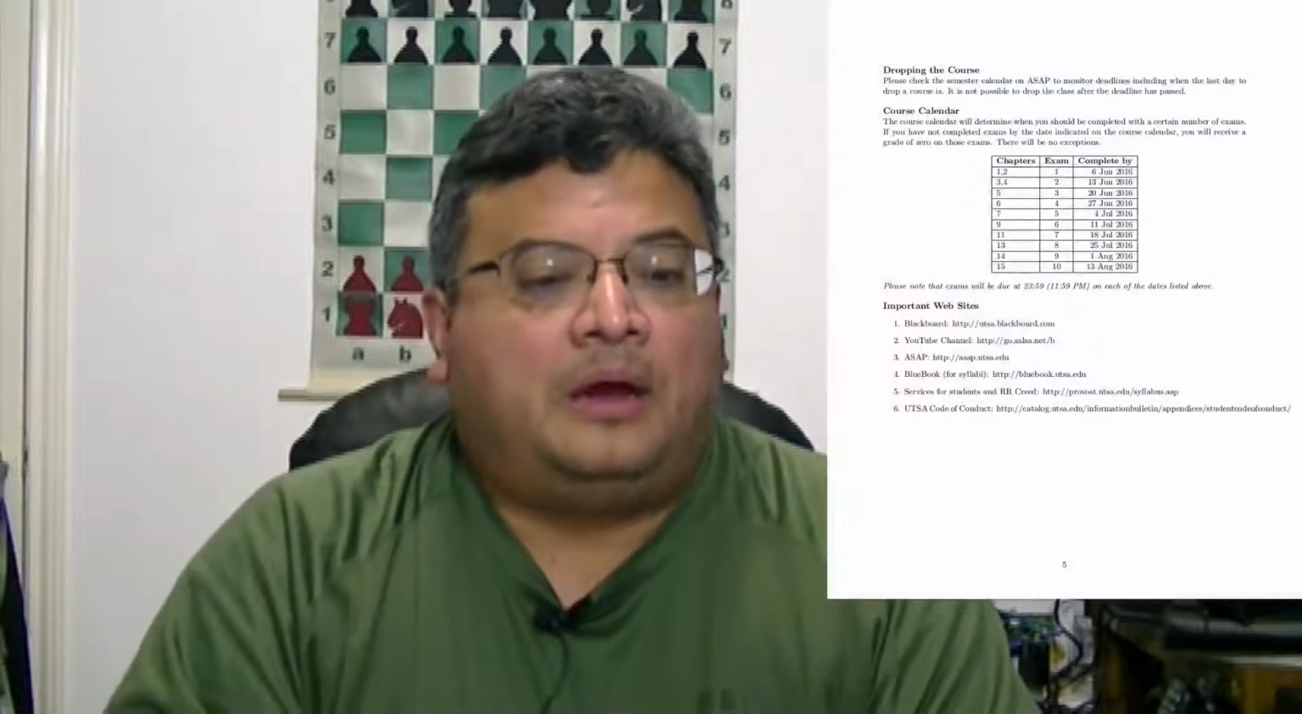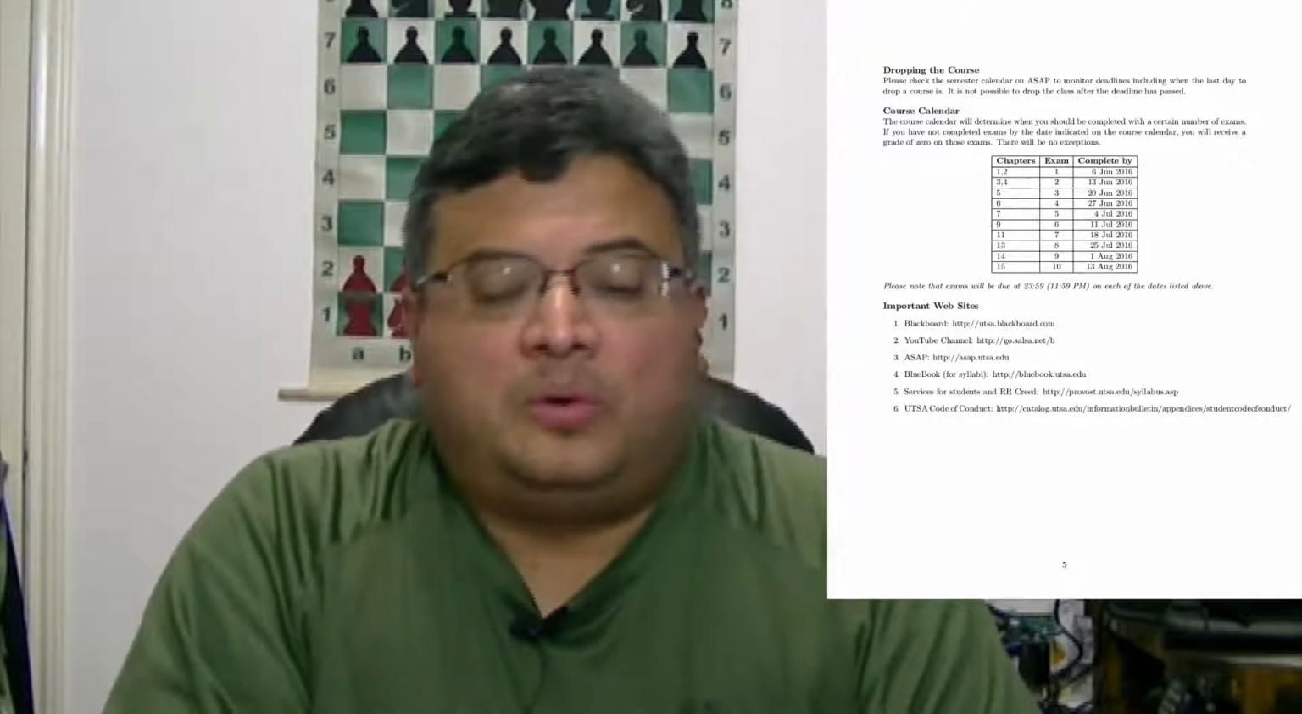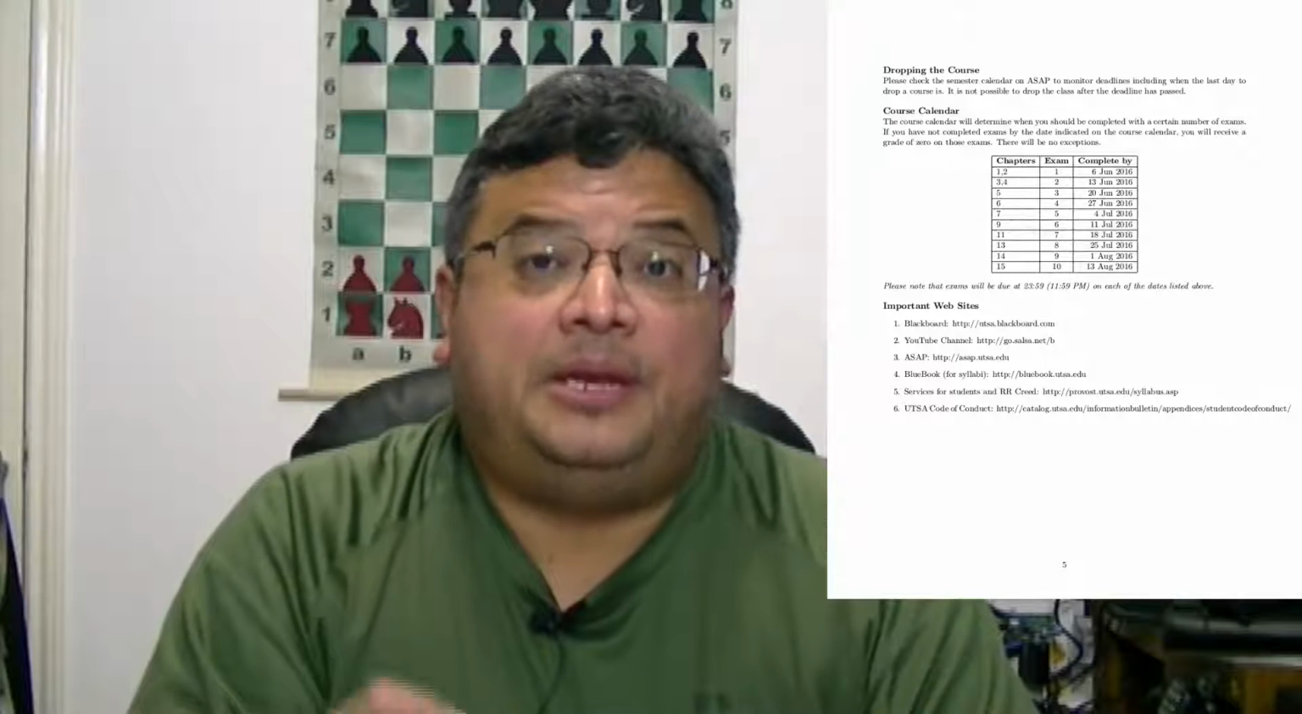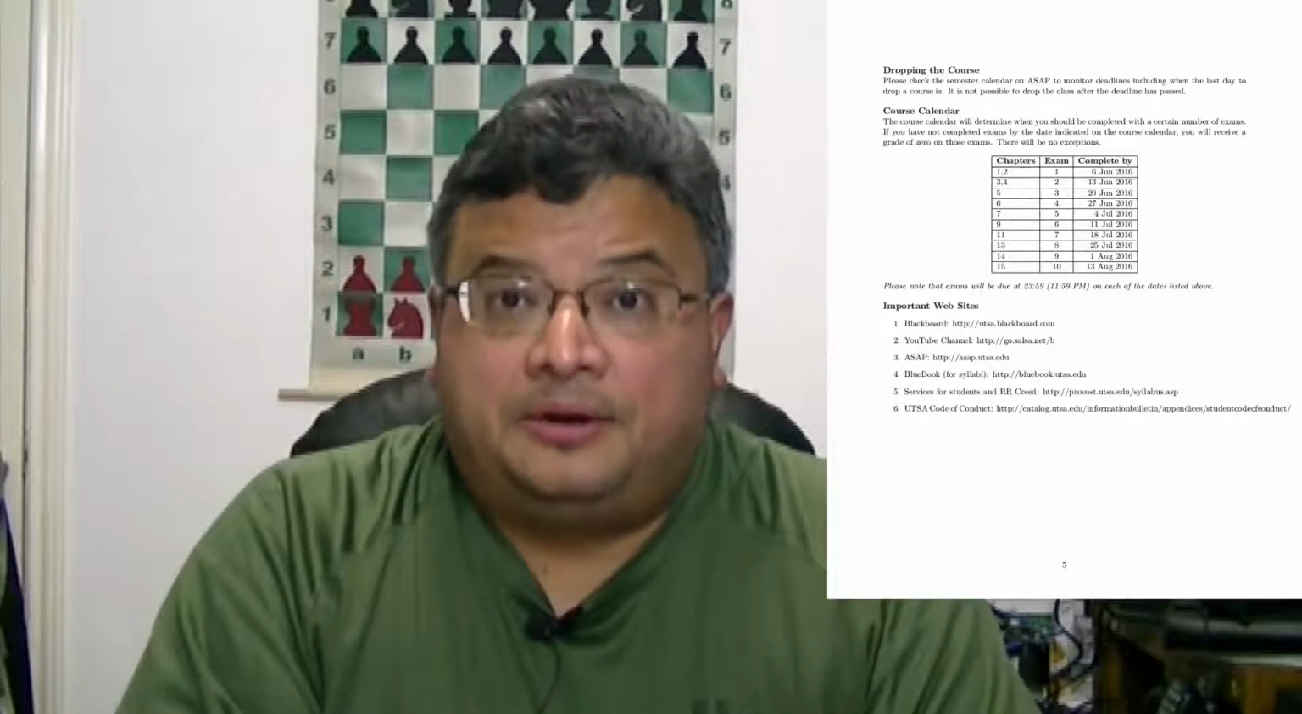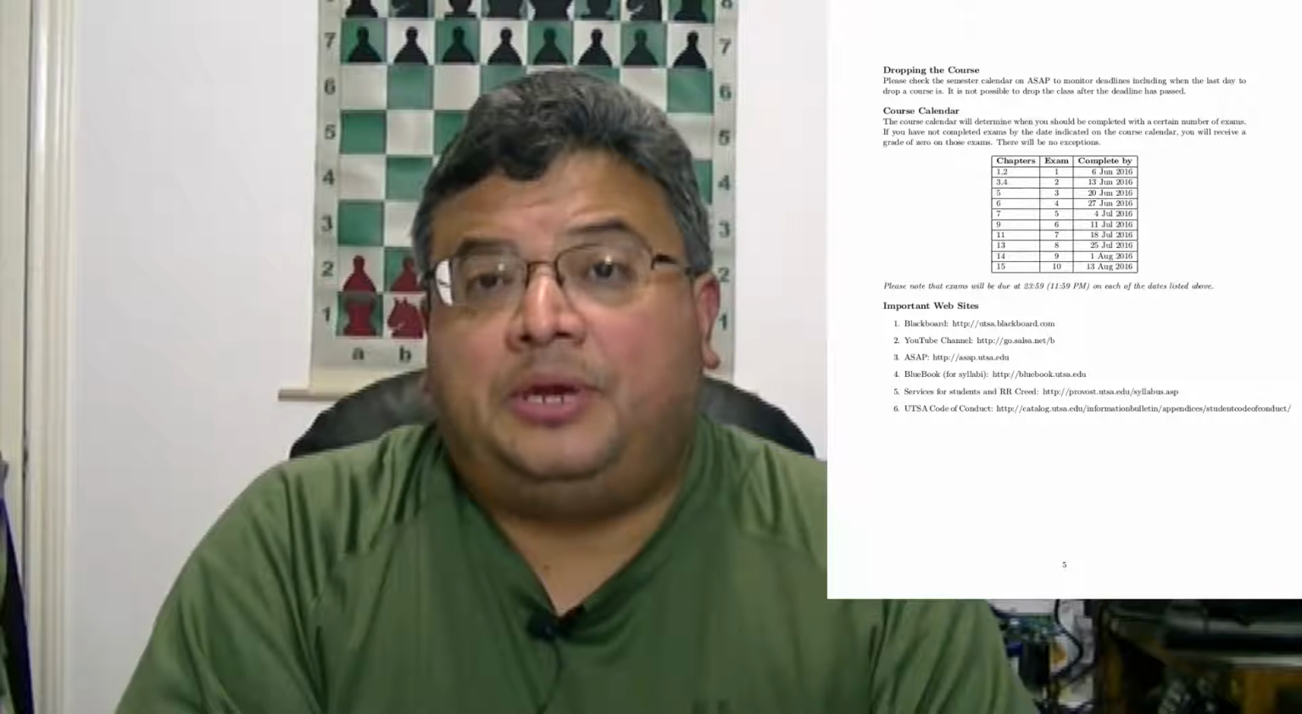Let's see. So, on page 5, dropping the course, be sure to go to ASAP. That's asap.utsa.edu, and get the PDF file for the academic calendar for summer 2016, and make sure that you get the dates for dropping the course. Make sure you know what that date is.